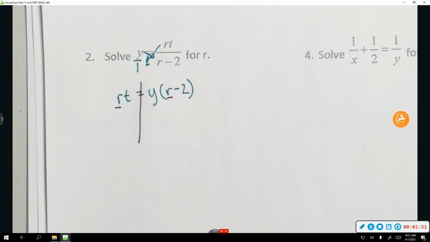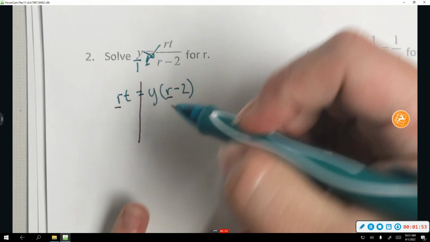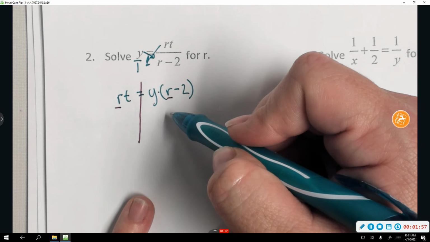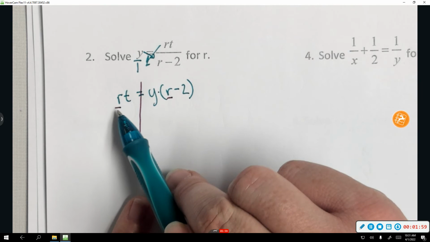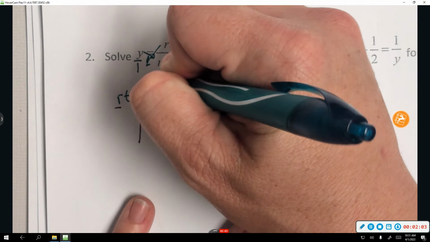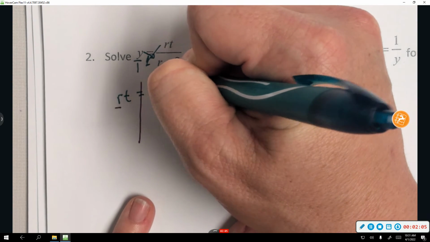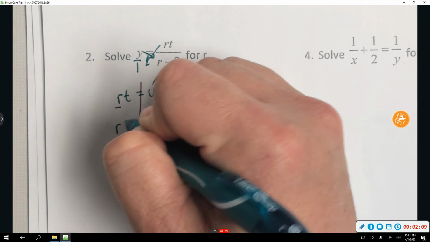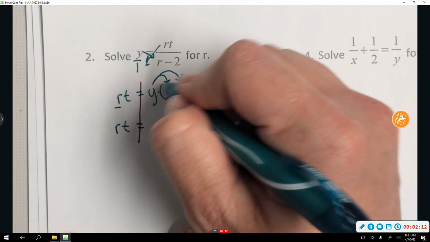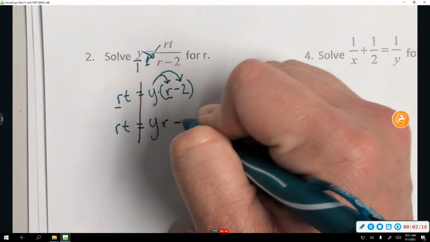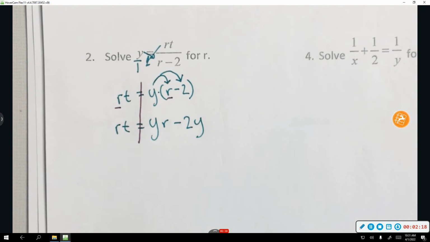Now what's wrong with that? There's r on both sides. So typically, I could get rid of this y, it's multiplying. I could divide both sides, right? But do I want to create a fraction with what I'm solving for? No. So we're actually going to distribute it in, because that's the only other way to move that y. So I can get rid of the parentheses. So I have RT equals y times r, and then y times negative 2, which is just negative 2y.